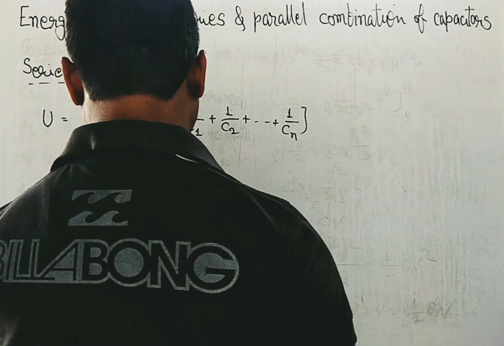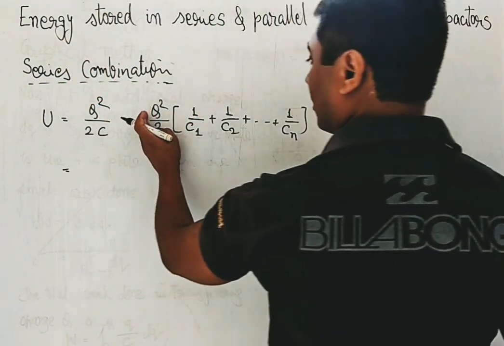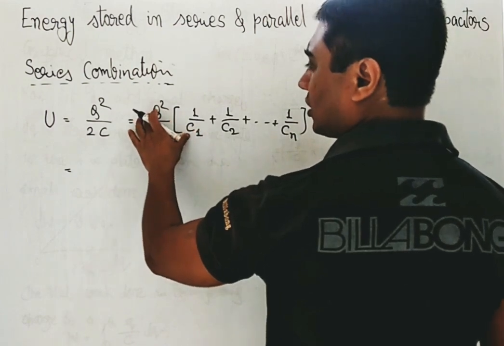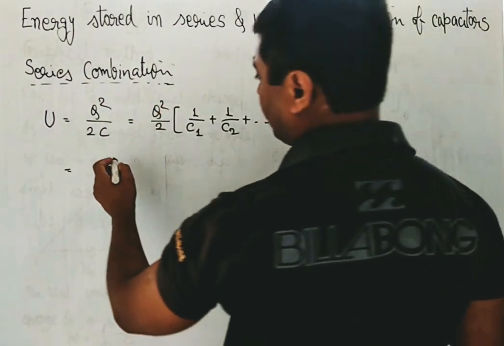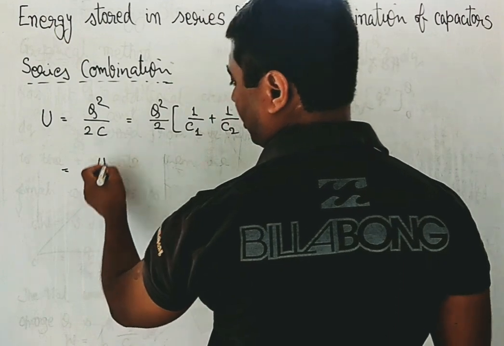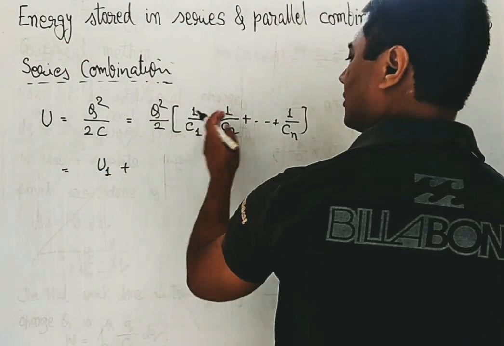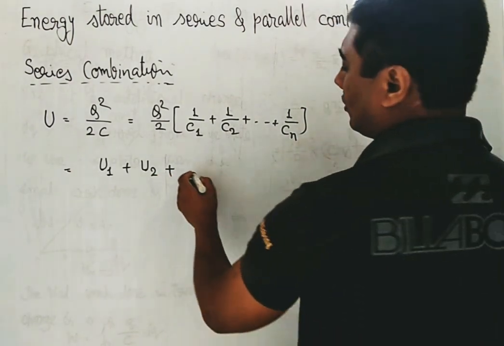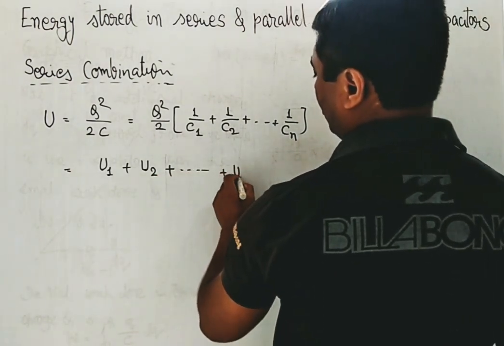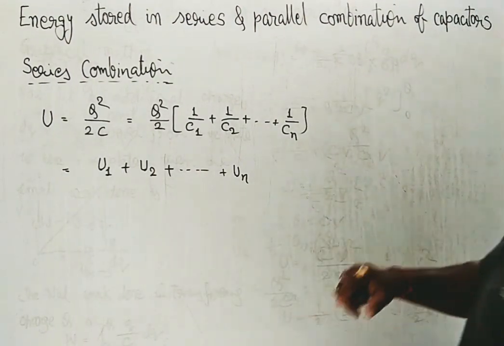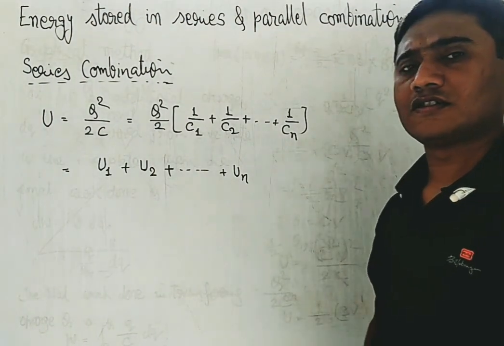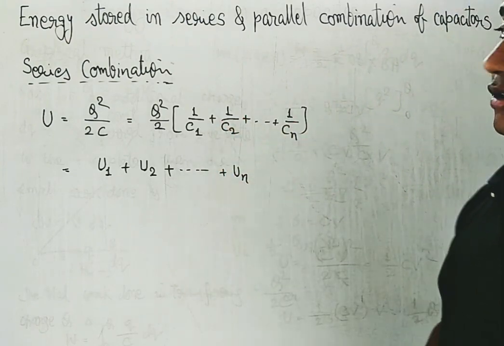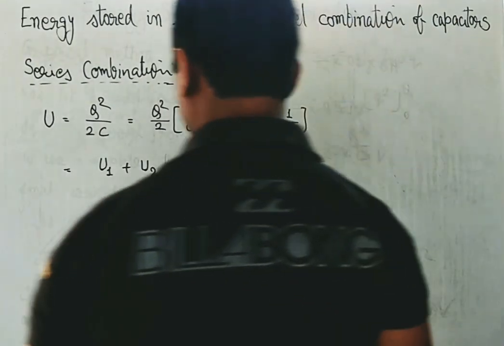Now further, as we multiply this, Q square upon 2C1 will be the energy of the first capacitor in the combination. So I am writing it U1, plus the second term representing energy stored in the second capacitor. Likewise this is Un, the energy stored in the nth capacitor in the series combination. This way we can calculate the energy stored in case of series combination.